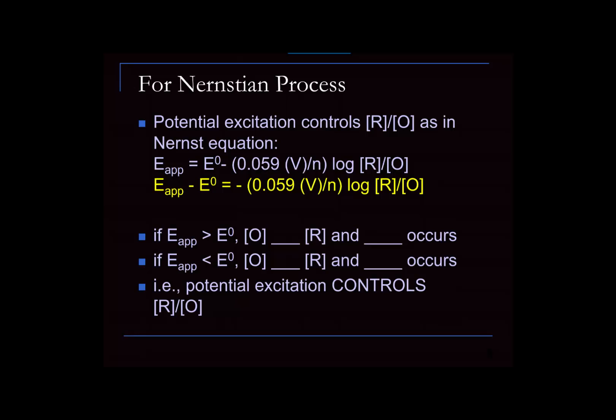Well, in this case, the log of Q becomes, if we're talking about the reduction of a material, O going to R, the concentration of products, R, divided by the concentration of reactants, or concentration of O. So that log term is the ratio of the concentrations of the two different redox forms of the species. Or, as shown on the slide, if I move E naught to the left-hand side of the equation, E minus E naught equals a constant minus 0.059 divided by n times the log of this concentration ratio.